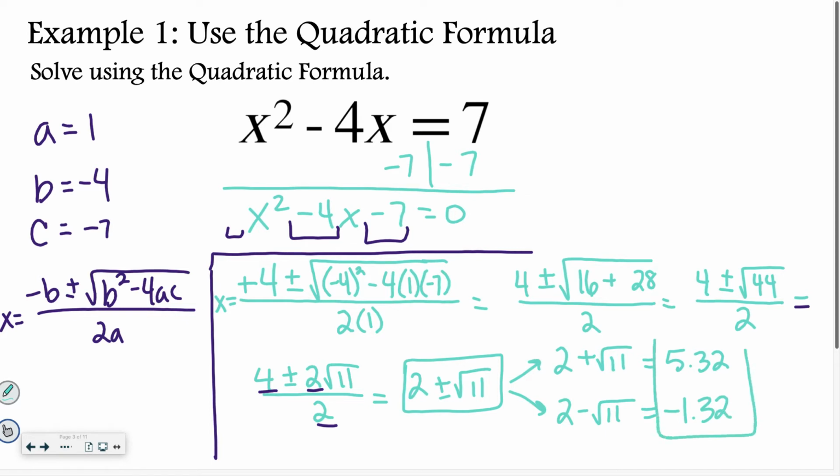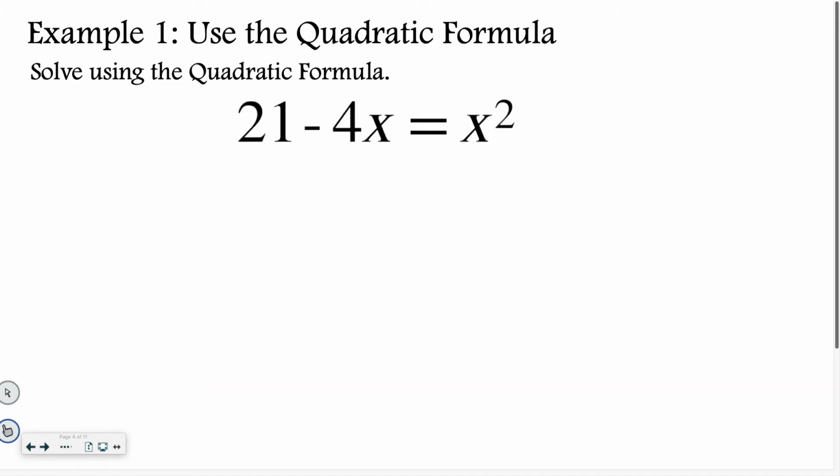Okay, so depending on what your answer has to be, if they say simplified radicals, it would be this first solution here. If they say decimal rounded to the nearest whatever, that would be what I listed second. Okay, so I just plugged things in and kept simplifying until I got numbers. I'm going to do another one because I know it can be overwhelming.